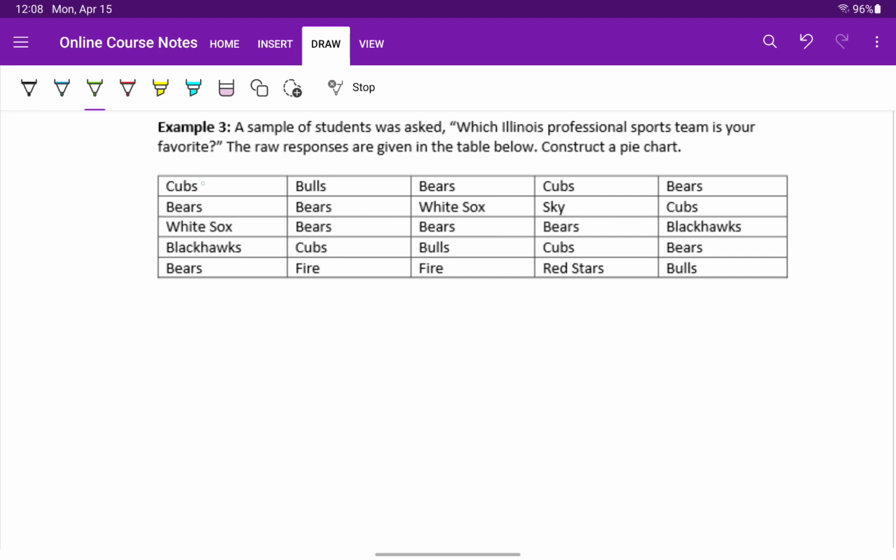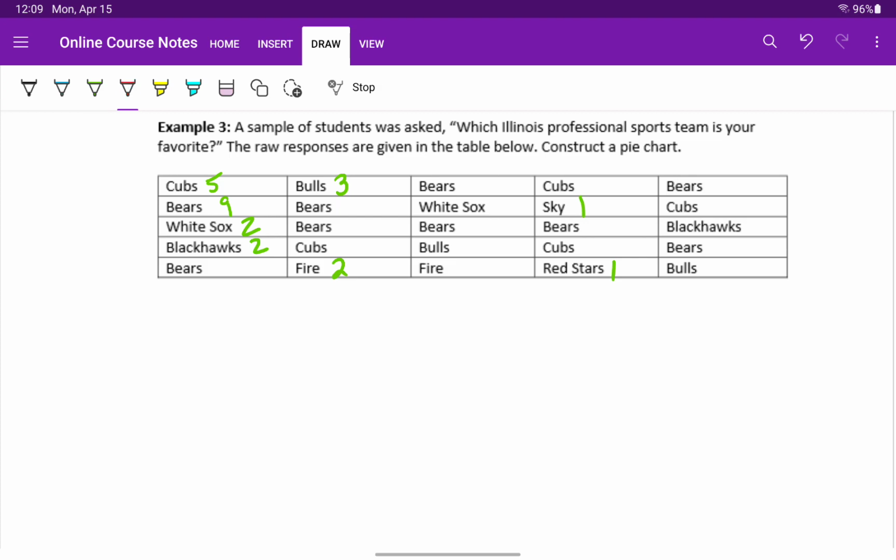What we would see is that 5 people responded Cubs, 9 people responded Bears, 2 responded White Sox, 2 responded Blackhawks. Who else were we missing? The Bulls were a response 3 times. The Fire were a response 2 times. And both the Sky and the Red Stars were a response 1 time.